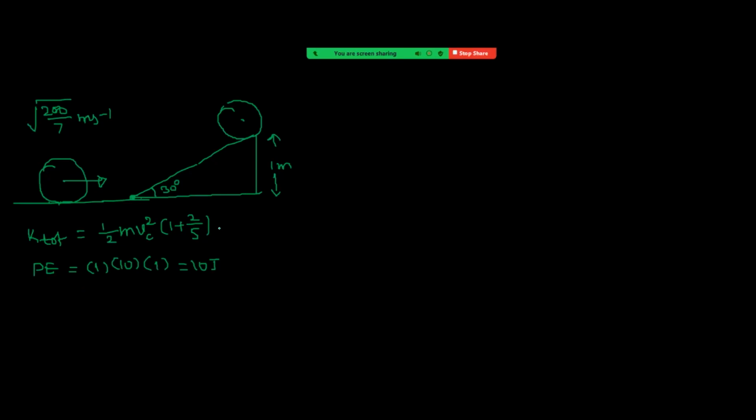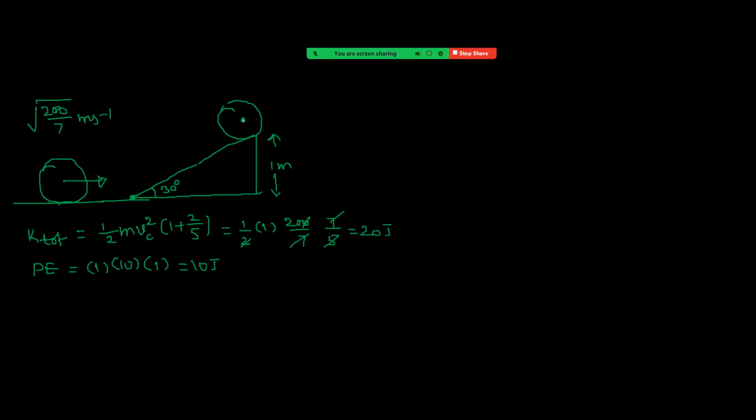Okay. So here you can see total kinetic energy. See how much it is? Half m value 1, v square 200 by 7, into 5 plus 2, 7 by 5. 7 gets cancelled. This is 10, and 10 how many times? Remains 20. So total value is 20. Potential energy is 10, so remaining kinetic energy is only 10. On reaching the topmost point, its kinetic energy is only 10.